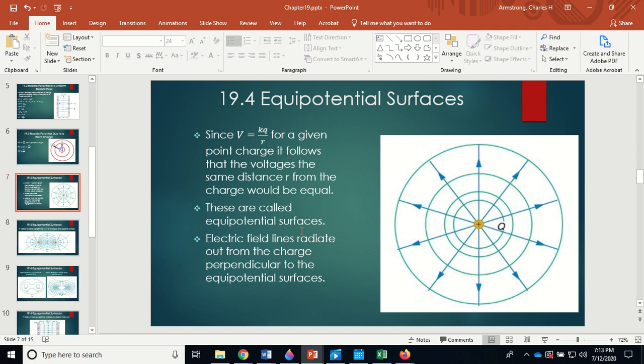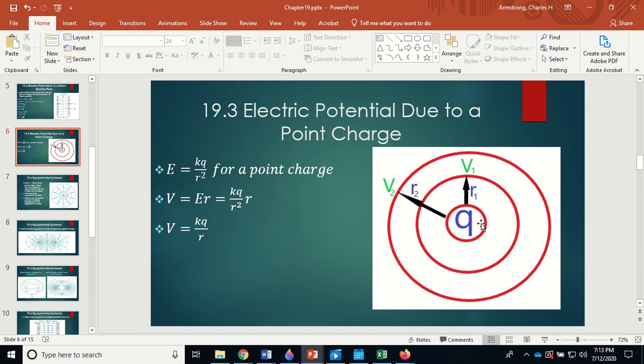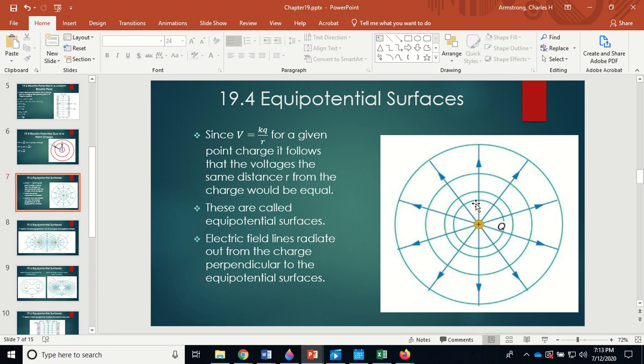All right, equipotential surfaces. Now, take this equation and keep it in mind: the only thing that varies is R. Well, you take these little circles here. These are the equipotential surfaces. Basically, R is the same all the way around the circle, so we would get the same voltage everywhere.